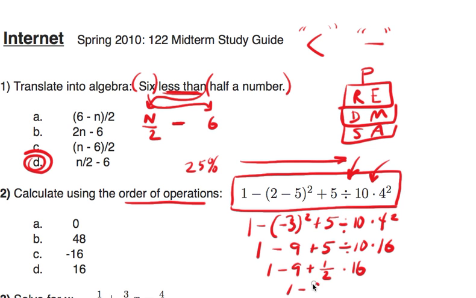So I have 1 minus 9 plus 8. And we'll just finish this off by going left to right. 1 minus 9 is negative 8, plus 8. And those two are inverses of each other, and the answer is 0.